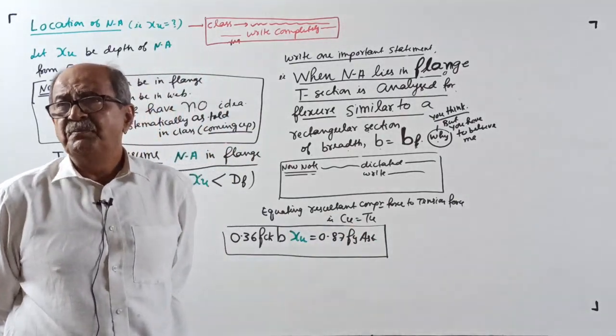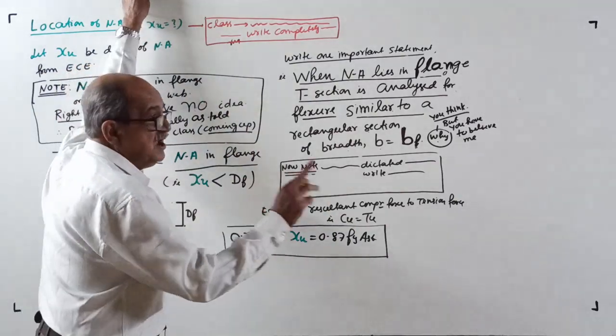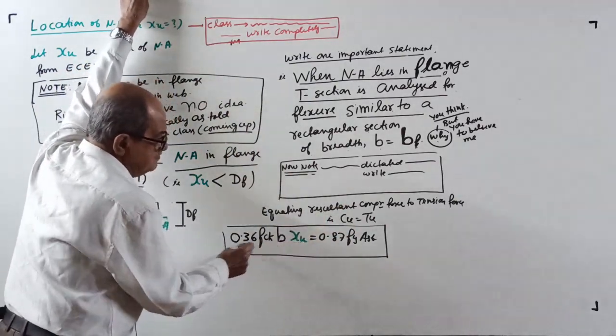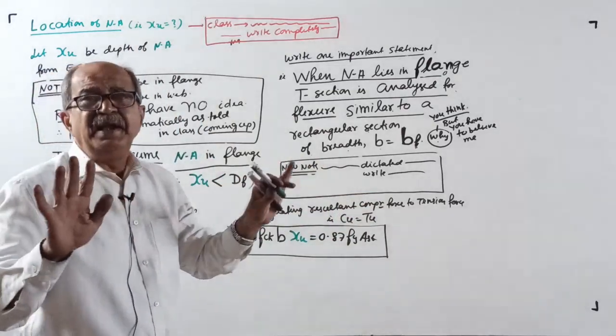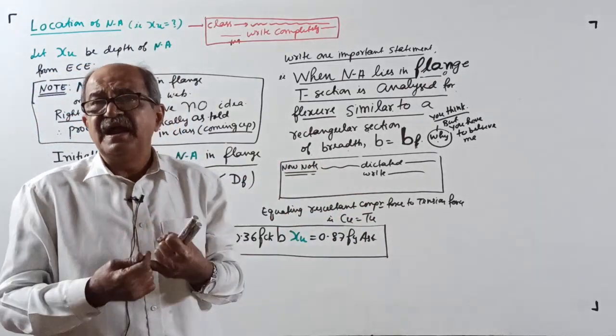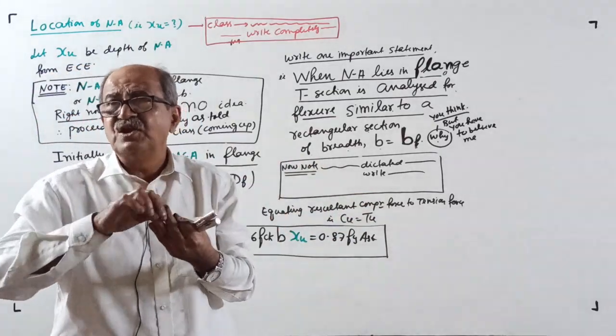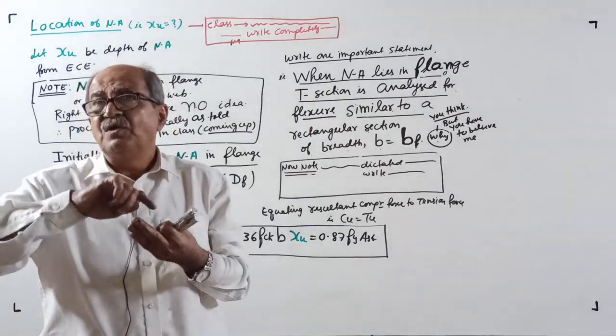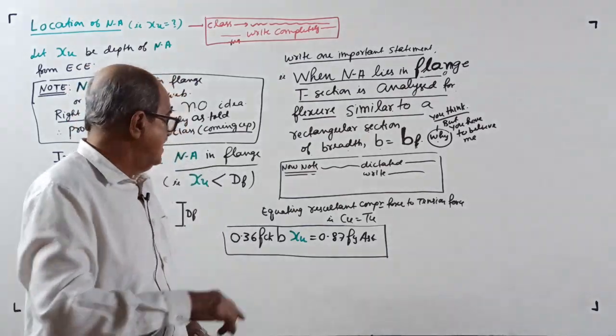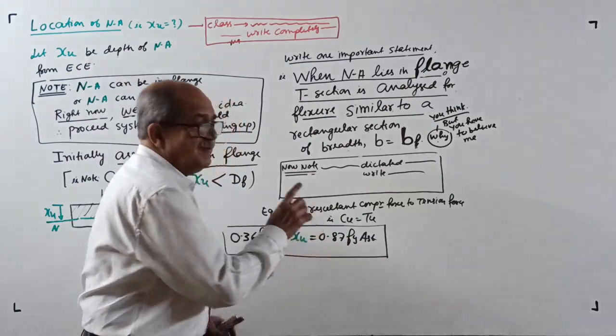Why? Concrete is completely ignored. So your changes will come only on the left hand side. The RHS is permanent for the limit state method. Singly rectangle, doubly rectangle, T section with neutral axis in flange, T section with neutral axis in web, whether type A or type B, the right hand side is always 0.87 fy Ast.